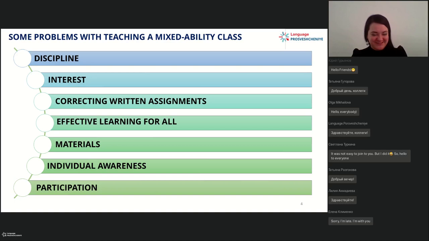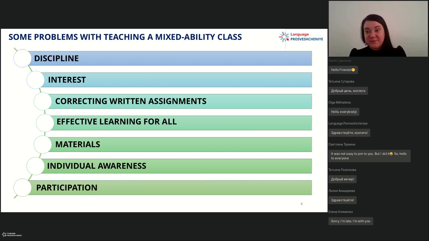Then one more point is individual awareness. When you cannot get to know and follow the progress of all the individuals in your class, there are too many of them, say only a few. You can understand and monitor progress only on a few of them. You feel that it happens this way, and they are also different.